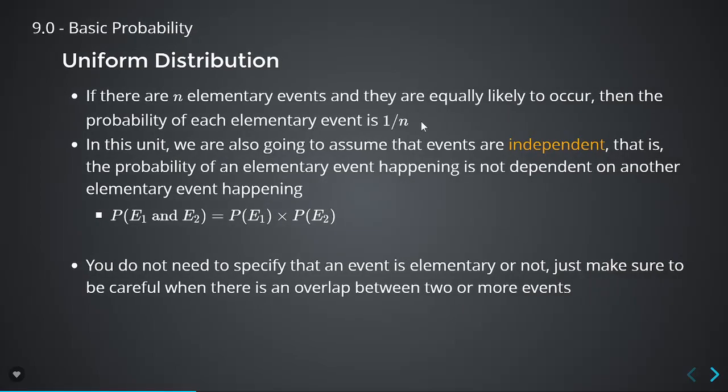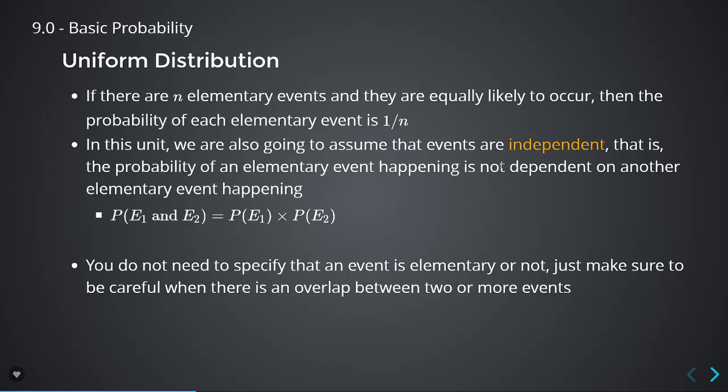We're going to assume that every elementary event is independent. So that means if you have n events, they all have probability of 1 over n. If you add them all up, you will get 1. Okay, that's just a rule in probability. If you add up all the probabilities of every event happening, then you're just gonna get 1.